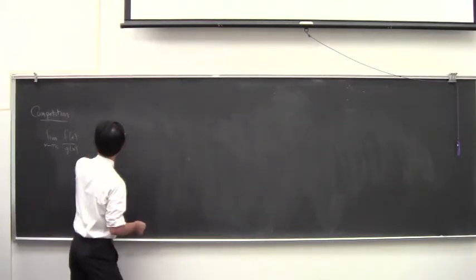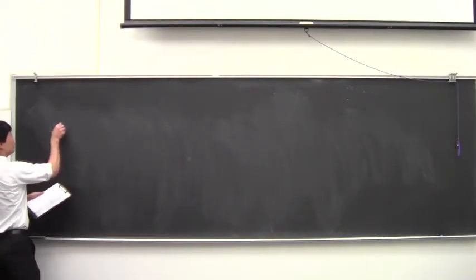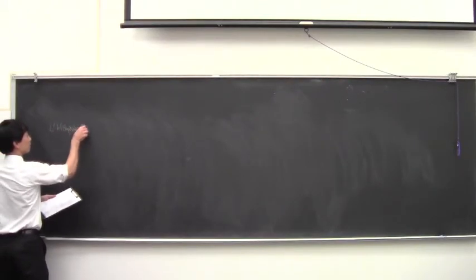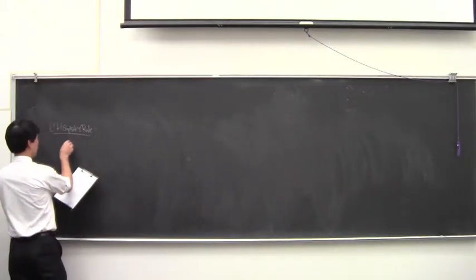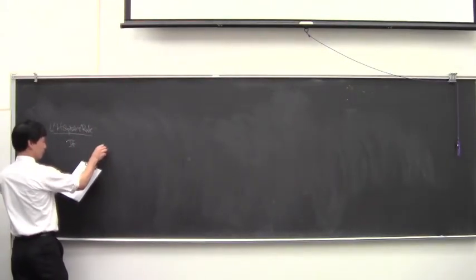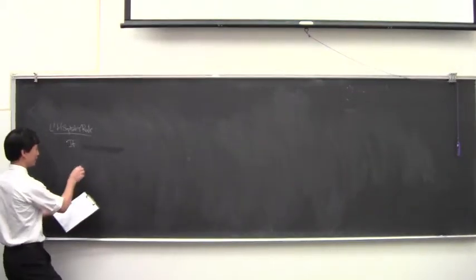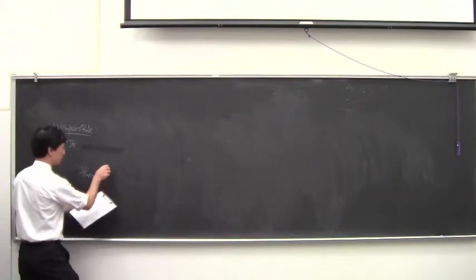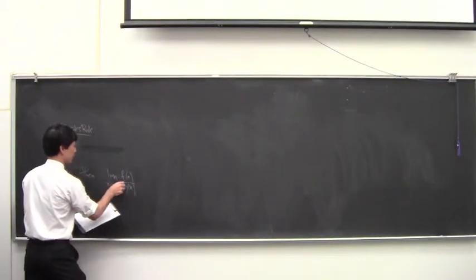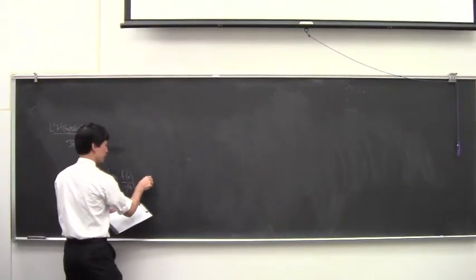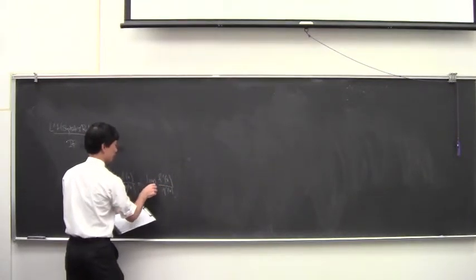So let me put up the statement. Here's L'Hopital's rule. L'Hopital's rule says this: if a bunch of things, which I'm going to leave blank for a second, then the limit of f of x over g of x as x approaches c turns out to be the same as the limit of f prime of x over g prime of x as x goes to c.